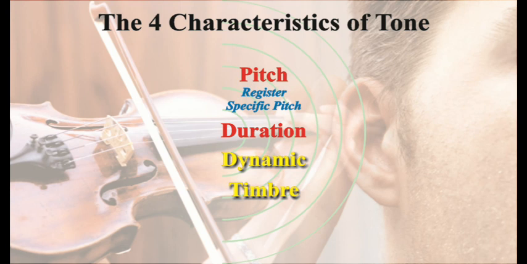The final two characteristics of tone we will talk about are dynamics, or the loudness or softness of a tone, and timbre, which is the quality of a tone that makes an instrument or voice unique. For example, the quality of a tone that makes a violin sound like a violin is its timbre. Thus, the timbre of a violin is different from the timbre of a trumpet or the timbre of a clarinet, even though all are playing the same specific pitch.